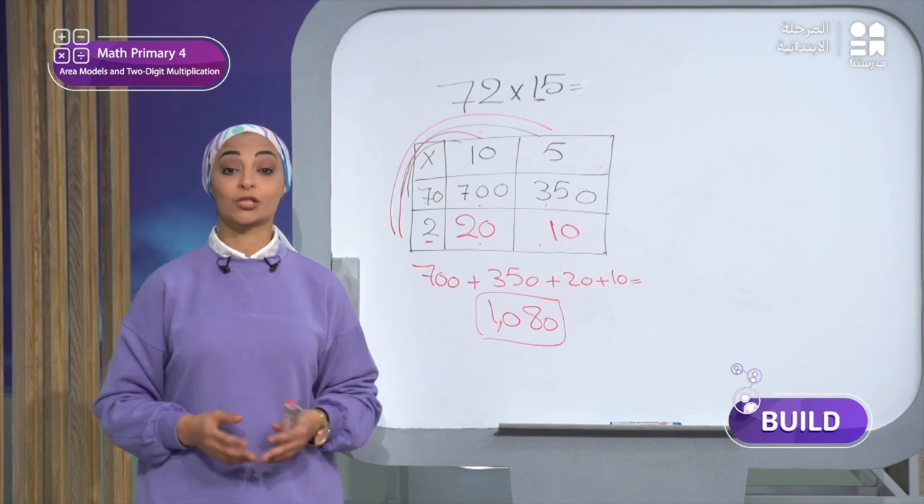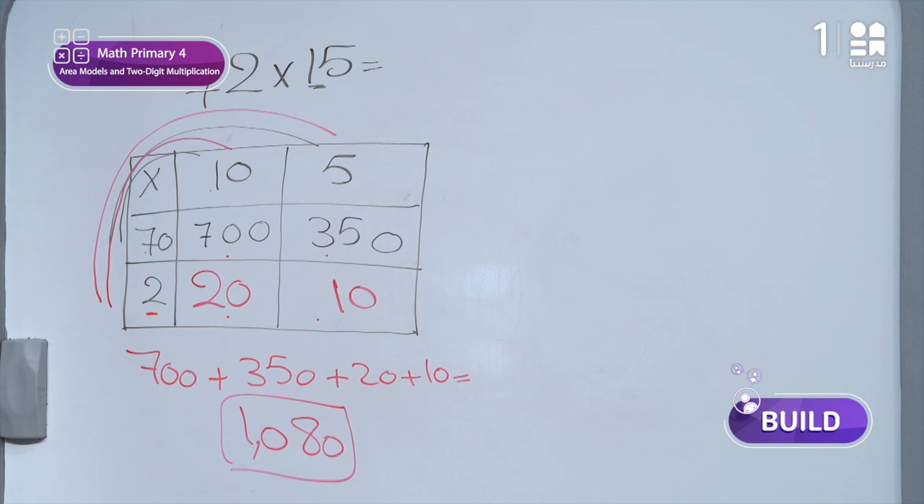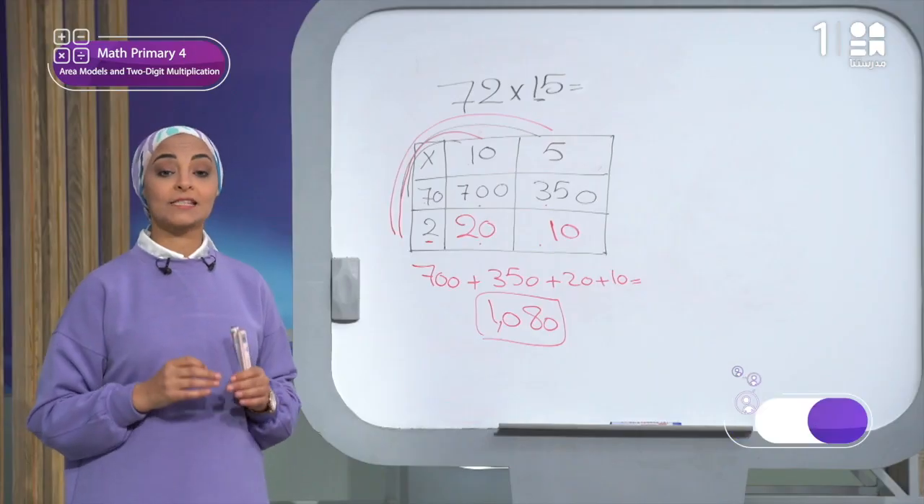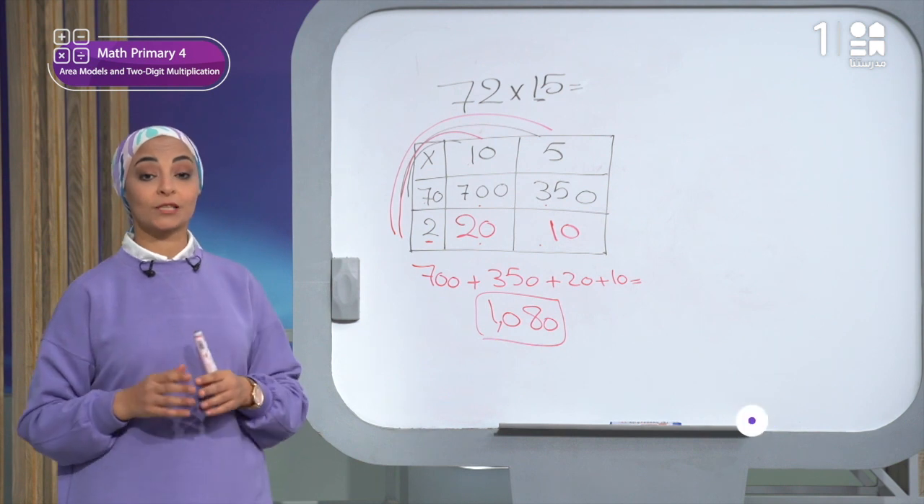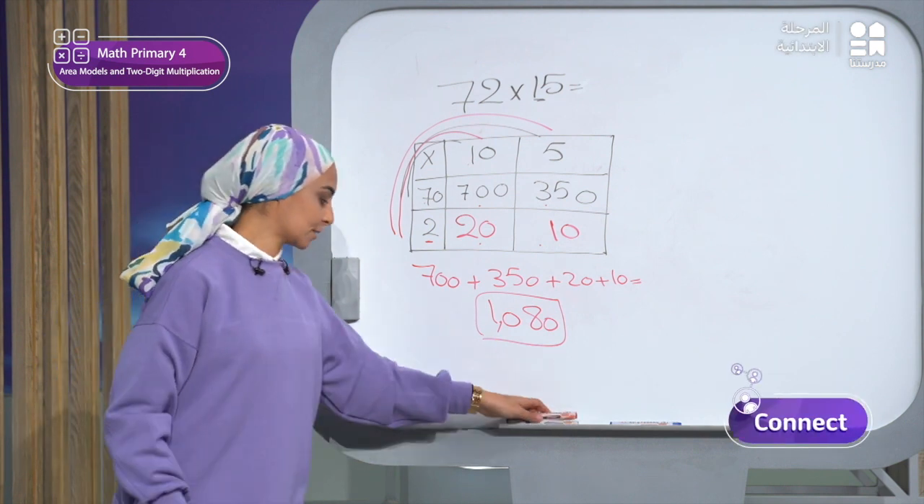And after we have understood how to use the area model to multiply 2-digit numbers, where neither of them is a multiple of 10, let's move on to the connect part on page 286 in your school book. Let's see it all together.